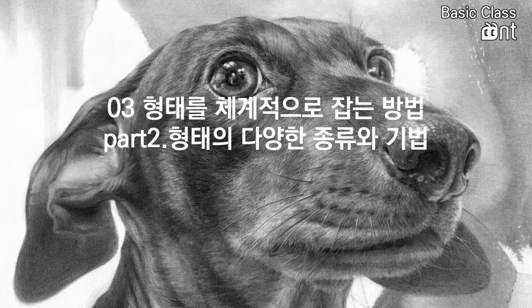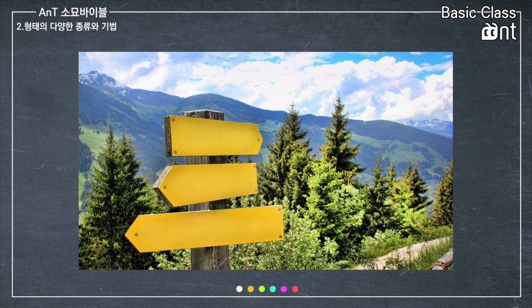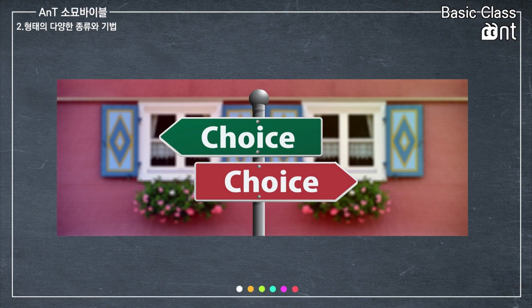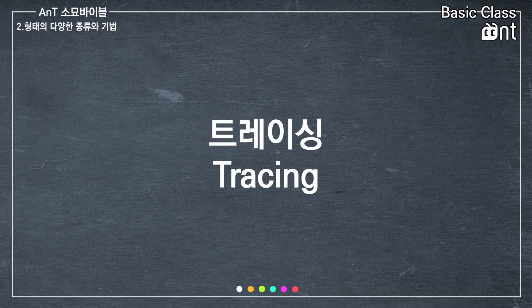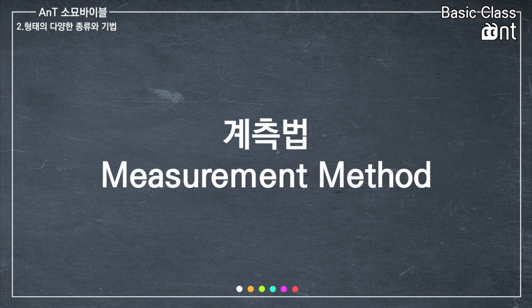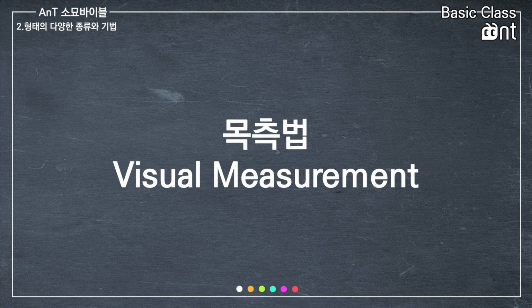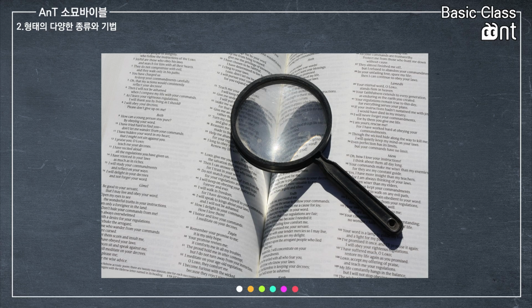Part 2. Types of form and drawing techniques. In this lesson, we'll explore various methods for constructing form and organize the core concepts behind them. There are many ways to construct form, each with its own approach. I'll introduce a few of the most common methods: the grid method, tracing, negative space, and measurement, along with visual measurement. We'll go through each one, discuss which approach is the most effective, and reach a conclusion before moving on to practice.